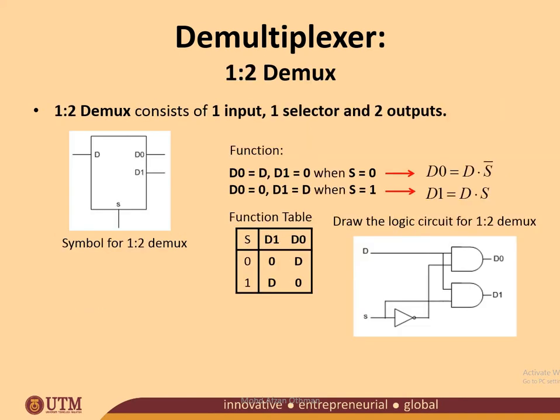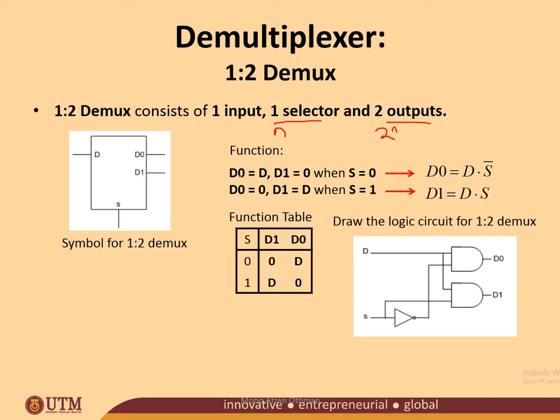So this is the 1-to-2 demux, with one input and two outputs. It consists of one input, one selector and two outputs. In general it has one input, n selector inputs and 2^n outputs. This is the symbol for the 1-to-2 demux.